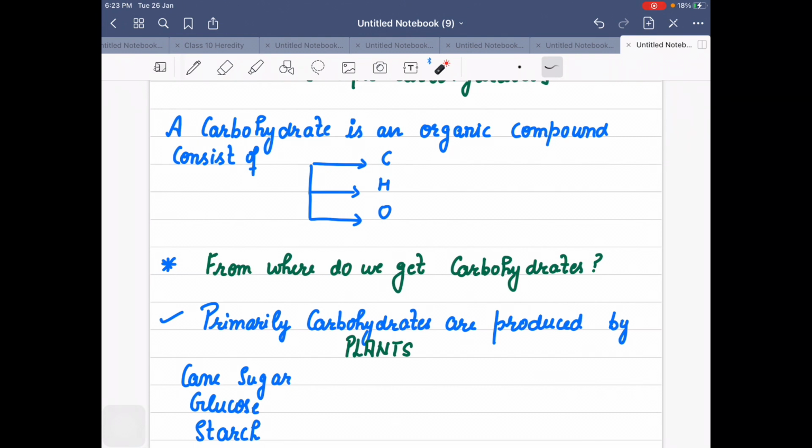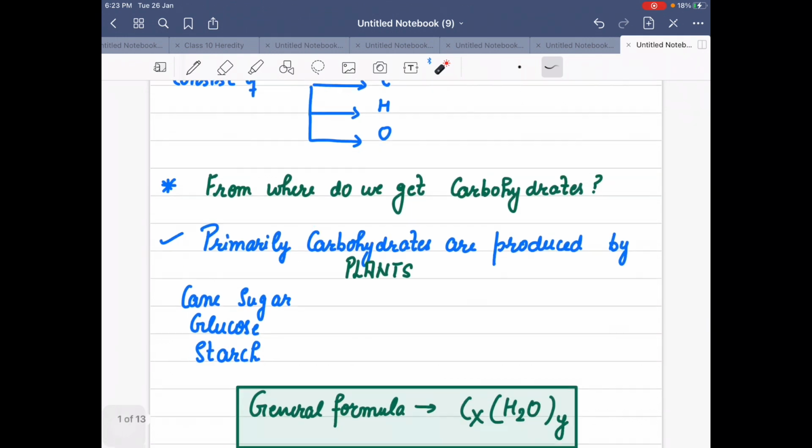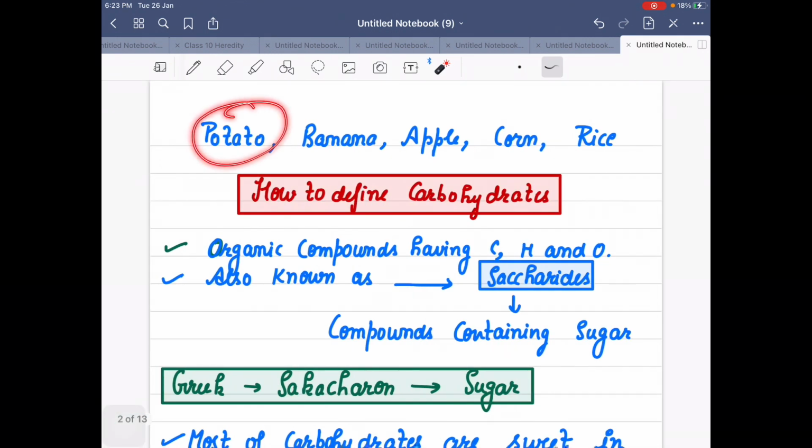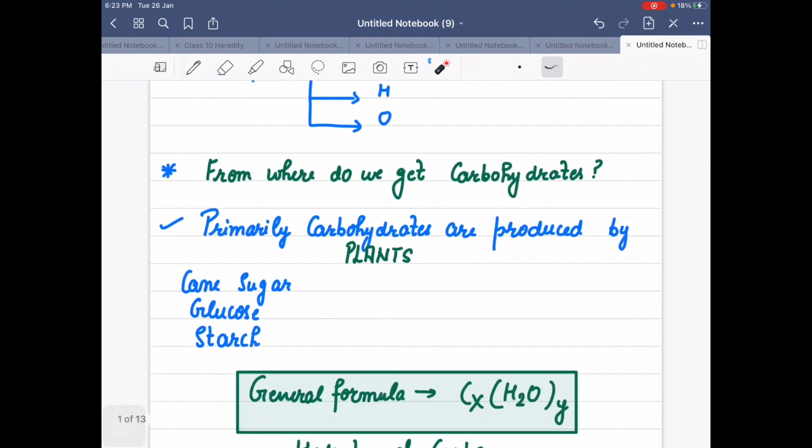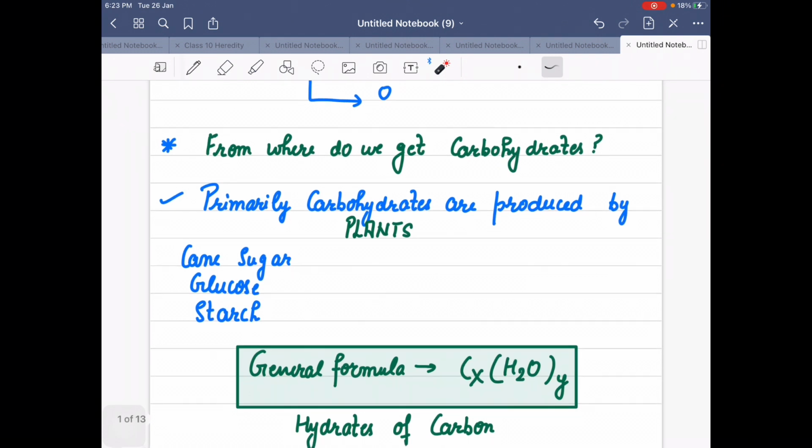Now, from where do you get carbohydrates? What you eat: you eat potato, banana, apple, corn, rice. These all are rich sources of carbohydrates, and I will say the major source of carbohydrates is plants. Cane sugar, glucose, starch, they all are rich sources of carbohydrates.